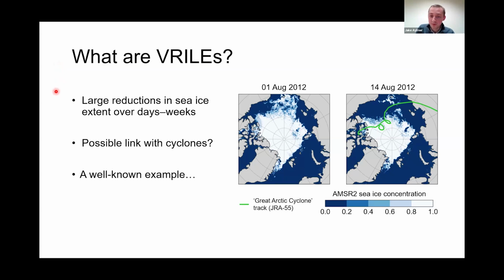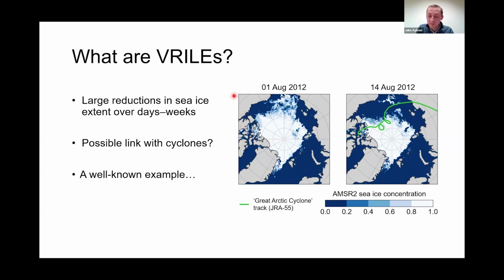2012 is, of course, if you're a sea ice scientist, you will know, the year of the record minimum Arctic sea ice extent in September. You may also know that in August of 2012, there was a very large-scale, long-lived and intense cyclone that was later dubbed the Great Arctic Cyclone. And this cyclone coincided with a very rapid sea ice loss event.